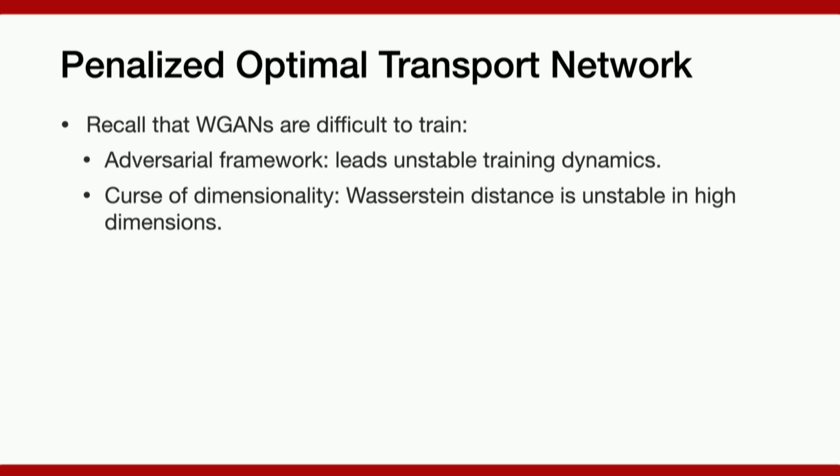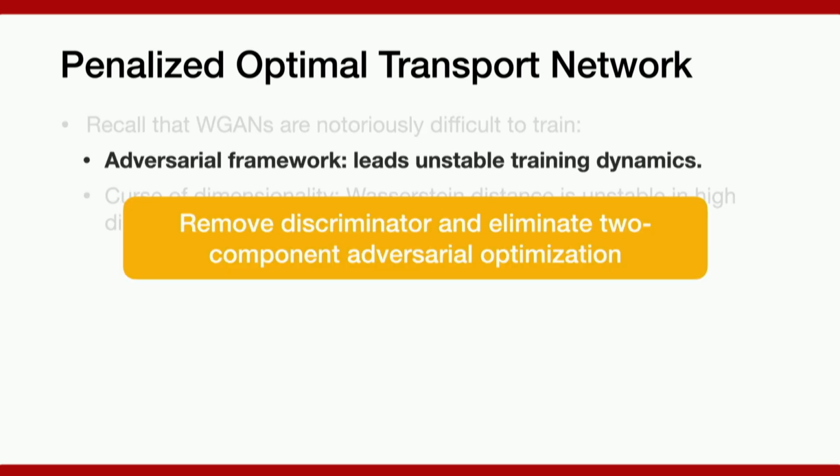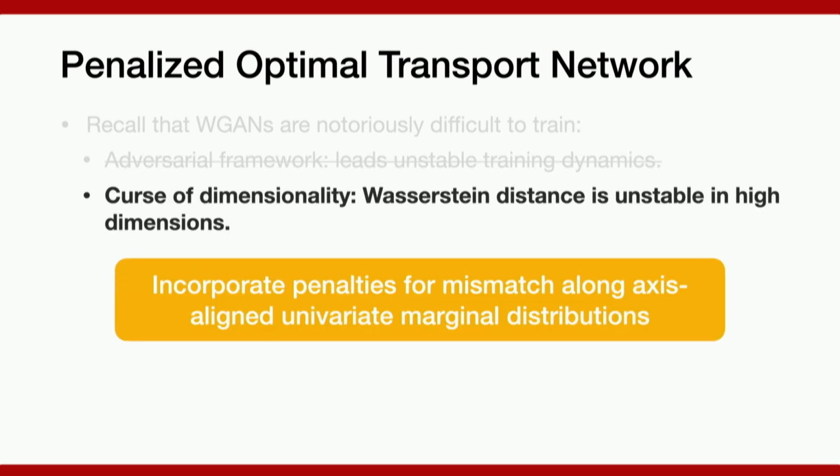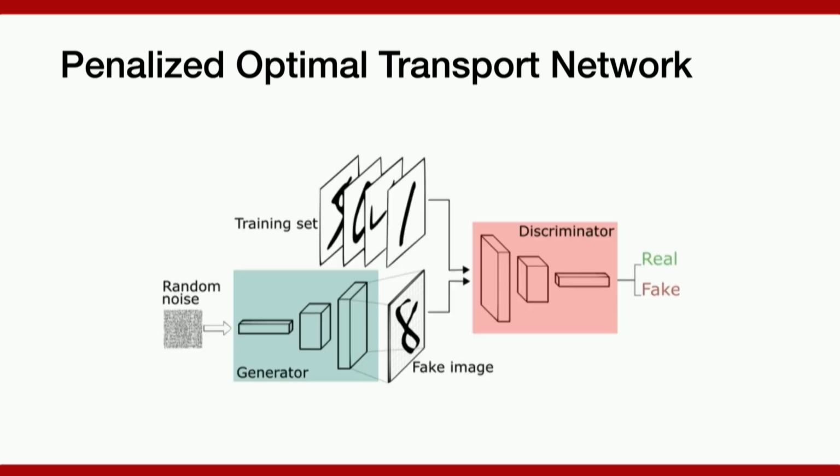So recall that Wasserstein-GANs are difficult to train for two reasons: the adversarial formulation and curse of dimensionality. Well, let's tackle them one by one. To remove the unwanted effects from the adversarial framework, we can remove the discriminator network and hence eliminate the two-component formulation. To mitigate the curse of dimensionality, we can incorporate penalties for mismatch along each univariate marginal distribution, because they're very low dimensional. So this was the structure of the GAN formulation.